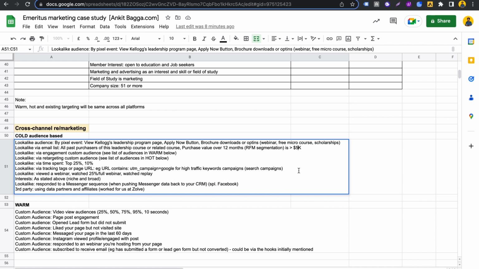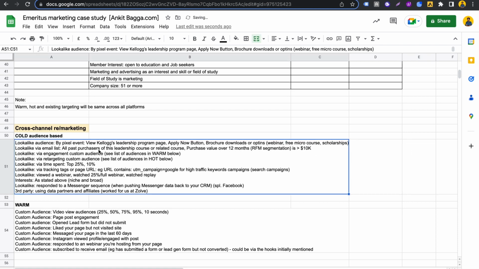Then there is, I think this should be 10K RFM. So people who have purchase value over 12 months, they have spent more than $10,000. You could do 5,000, was too less, I feel. So 10,000 and more, you could do an RFM segmentation for. Then people who have shown engagement on custom audience, you could do a lookalike of that as one potential audience.